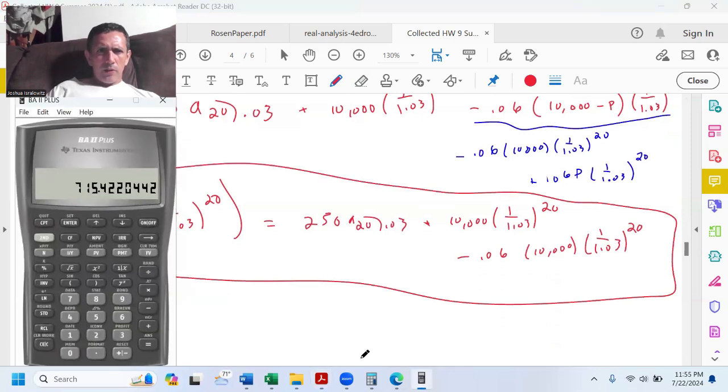All right, let's get this accumulated value here. 250 payment, 20 N, 3 interest, compute the value, plus 10,000 times 1.03 to the minus 20th, minus 0.06 times 10,000 times 1.03 to the minus 20th.